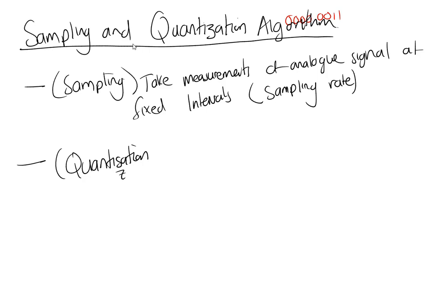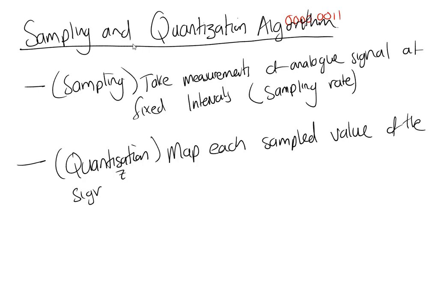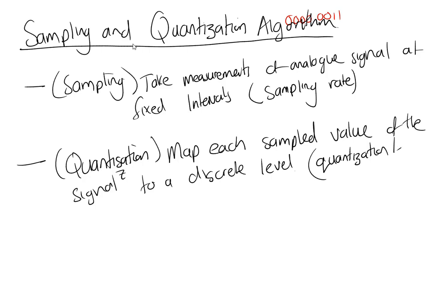Okay, so you could spell it with a Z or an S. It doesn't really matter. Quantization. And here we map each sampled value of the signal to a discrete level. And we call this discrete level the quantization level. Okay. All right, so this is the algorithm. It's a very simple algorithm.